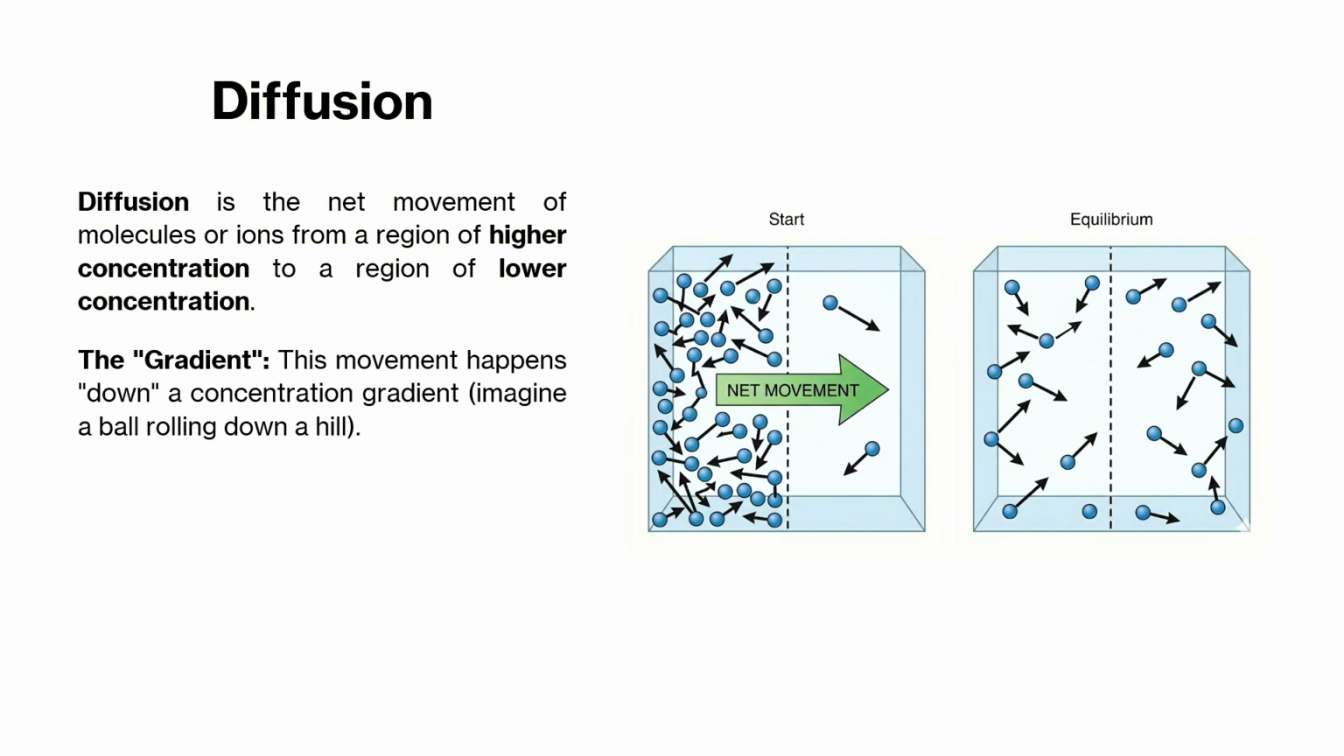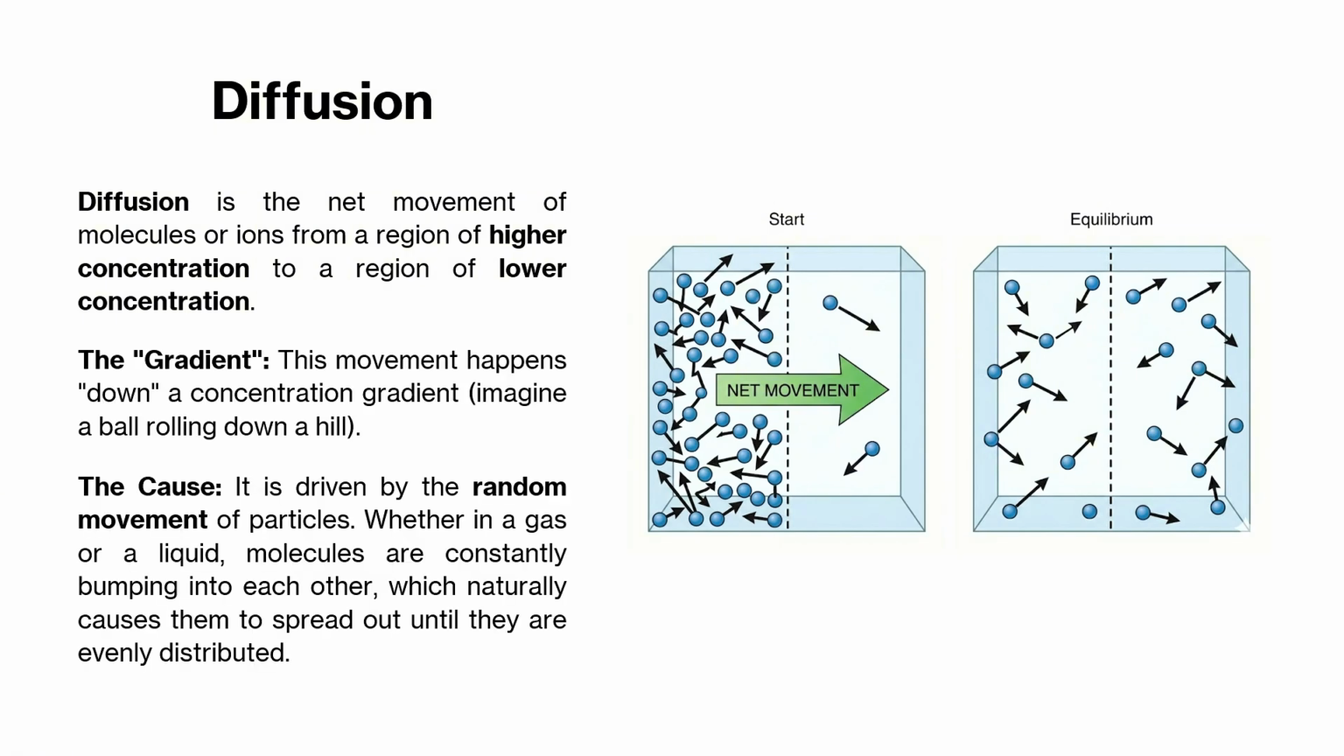So what is the actual cause of this process? It is simply random movement. Whether we are talking about a gas, like the smell of food cooking or the fragrance of a perfume, or a liquid, like a drop of ink in water, those molecules are constantly bumping into each other. These billions of tiny collisions naturally push the particles apart. That will keep spreading until they are evenly distributed. When they reach equilibrium, they are still moving, but there is no more net change. They have reached their destination. They have created the required balance, the equilibrium.